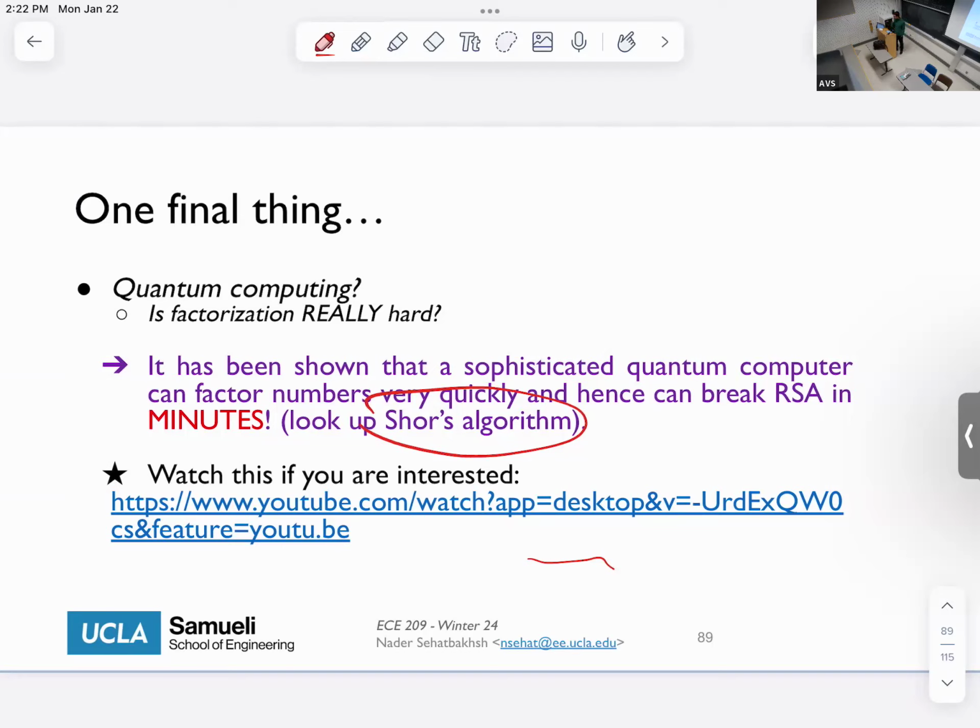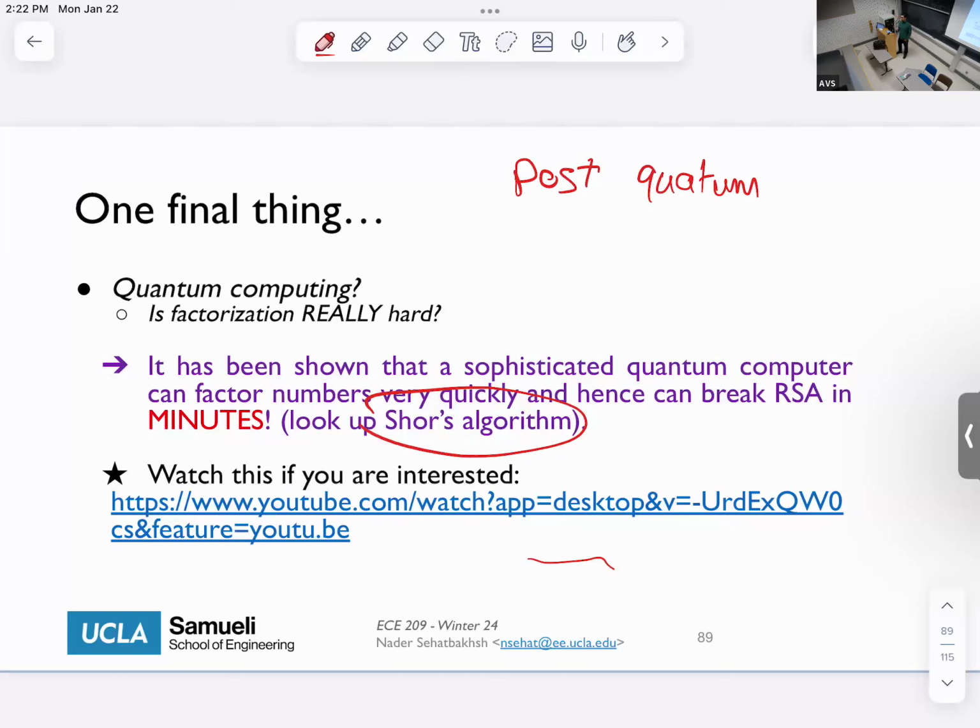Yeah, question. I was just going to ask, is there any way to prevent that? So the question is how to prevent this. To prevent this, we need to move on from non-quantum-safe crypto algorithms to quantum-safe crypto algorithms. This is what we call post-quantum cryptography, where we find other trapdoor functions that are robust against quantum algorithms.